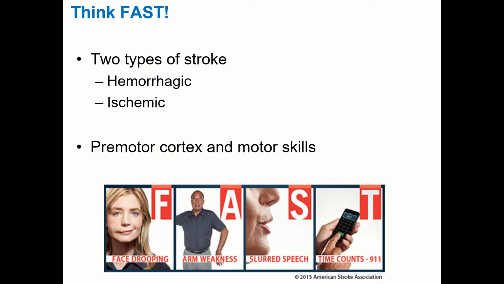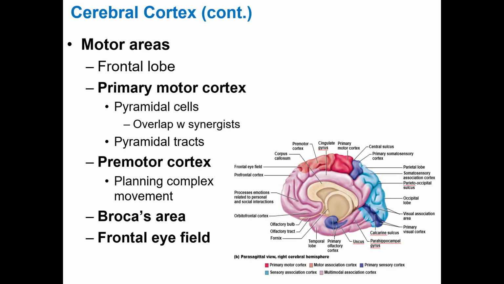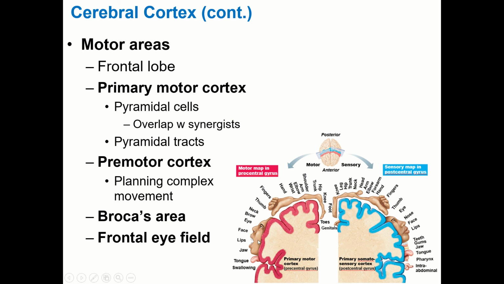Strokes are more common on the left side of the brain than the right. I forget the exact numbers. I think it's 2/3, 1/3, but the numbers don't really matter. So one of the things with the face drooping is that, thinking back here, go back to my homunculus.